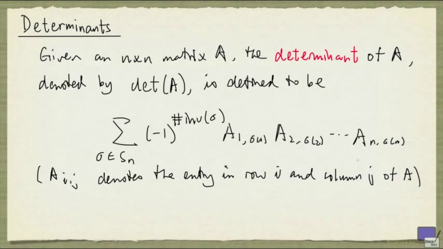Now, this is a gigantic sum, and there are n factorial terms in it, because each term depends on a permutation in S_n. And each term here is a product of n entries of A. Notice that we're picking exactly one entry from each row and one entry from each column. And this power here is either 1 or -1, depending on the parity of the number of inversions. So we don't really need to know exactly the number of inversions. We just need to know whether it is odd or even. If it's even, then this is just 1, and if it's odd, then this is -1.